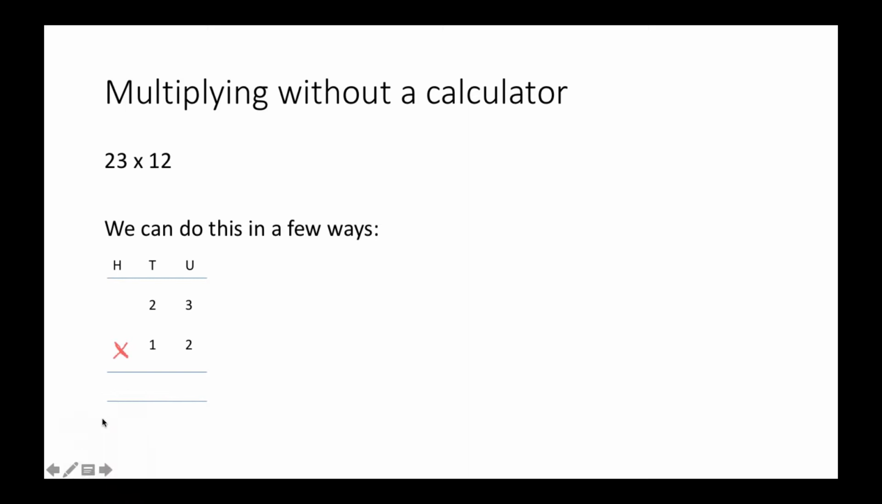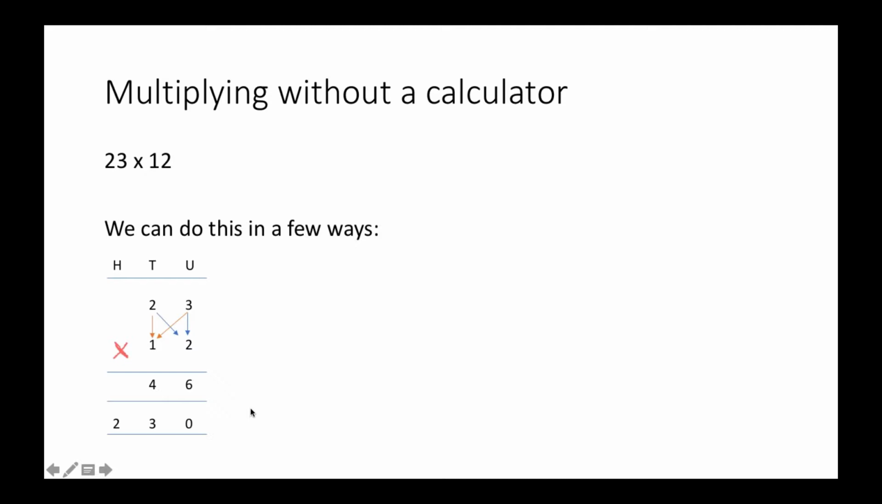Okay, so what we've got to do is multiply everything on the top by the units and then everything on the top by the tens. So let's do the top by the units first. So we need to do 3 times 2. 3 times 2 is 6. And then we need to do 2 times 2, which is 4. So we've done everything on the top multiplied by the 2. Now what we're going to do is multiply everything on the top by the 1. And because we're doing that, we're in the tens column now, which means we need to add a 0 first. Then we're going to do 3 times 1, which is 3, and 2 times 1, which is 2.